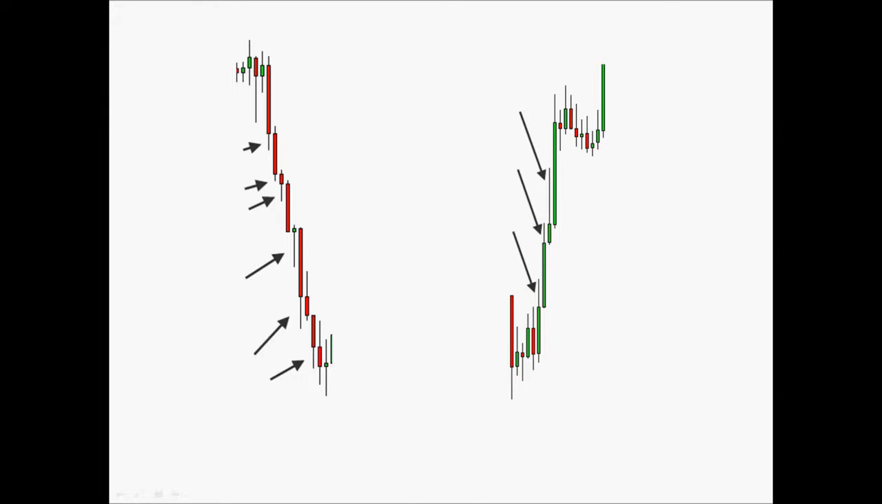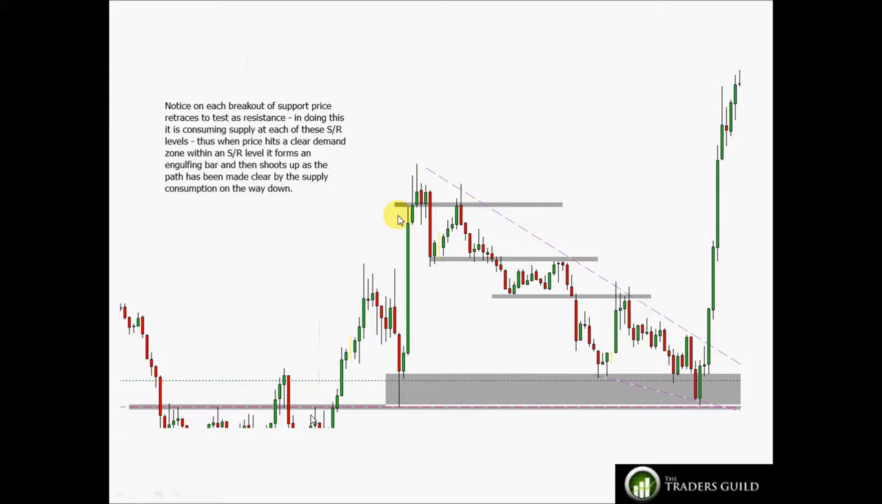As well as consumption in the form just described, we can also see consumption in the way price moves into an SR or SD zone, focusing on the bar movement rather than the wicks. So let me look at the next example.